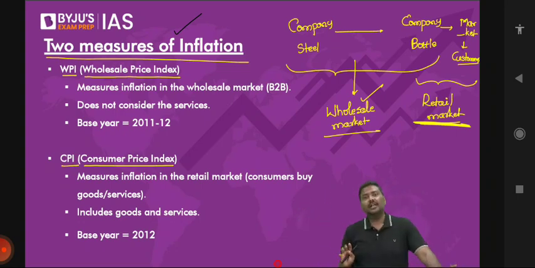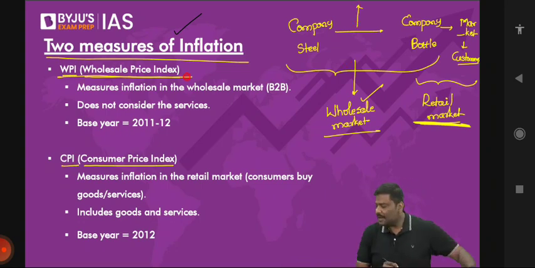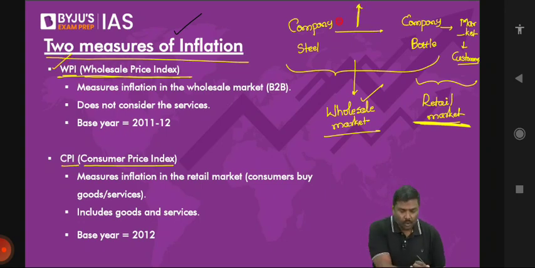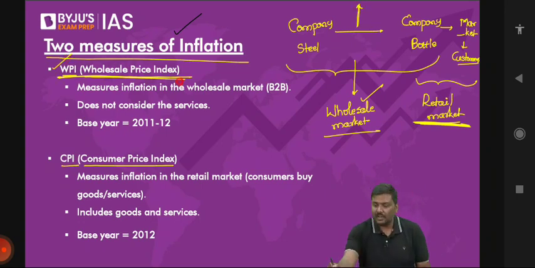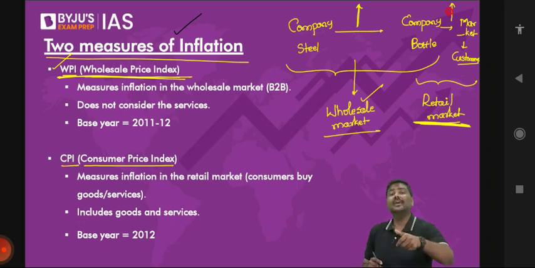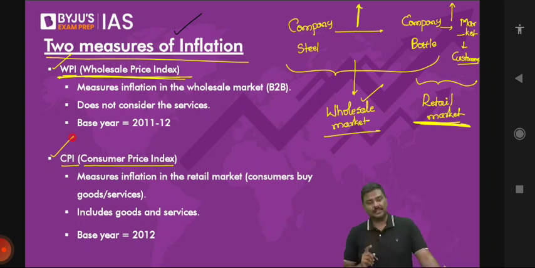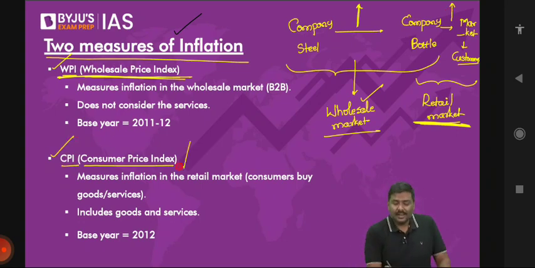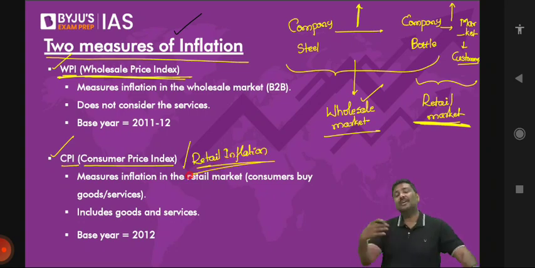Whenever you measure by how much percentage the price levels have gone up in the wholesale market, that is called the wholesale price index. And whenever you measure by how much percentage the price levels have gone up in the retail market, that is called the consumer price index. Another way of calling this is retail inflation. For example, for the month of January, the retail inflation was more than 6%. Retail inflation is basically the consumer price index.